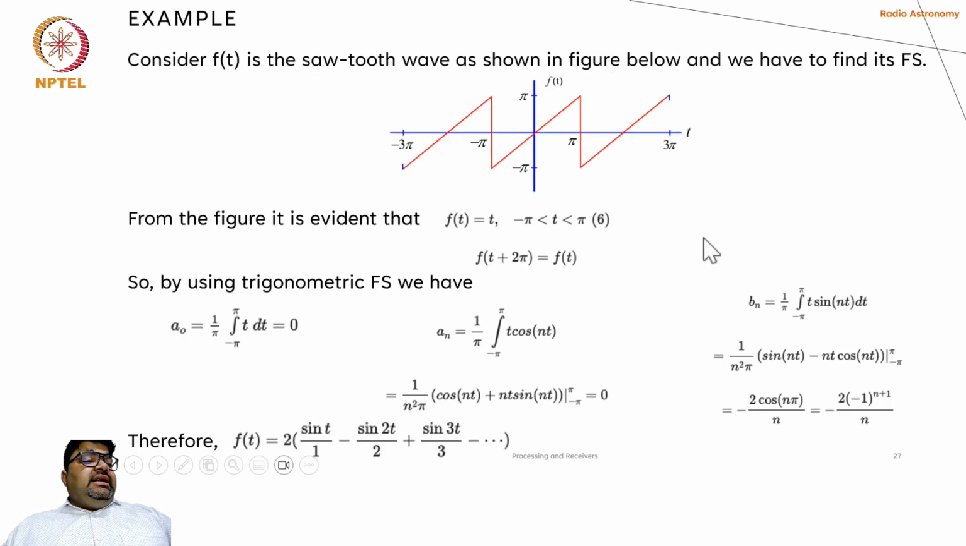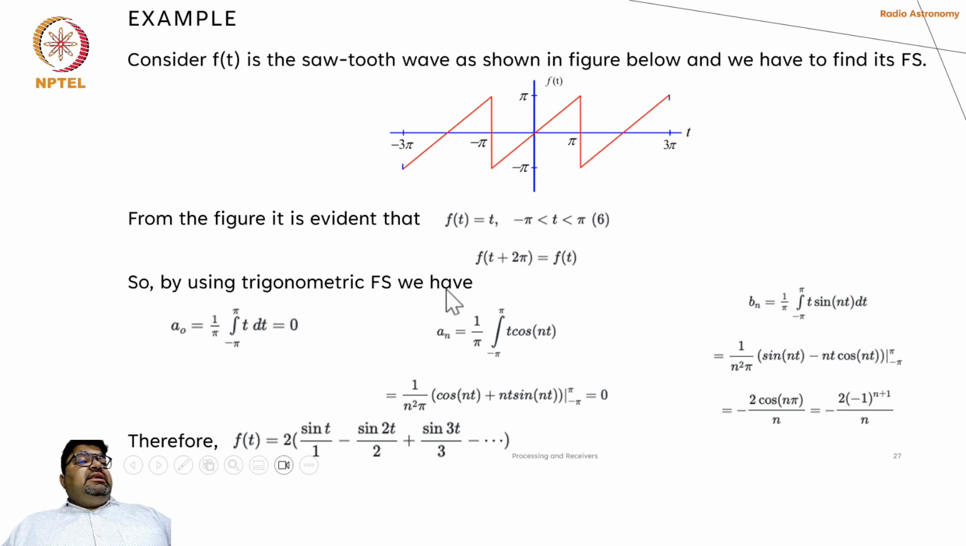So let's look at an example. Consider f(t) to be the sawtooth wave as shown in the figure below, and we have to find its Fourier series. So the figure evidently forms the function f(t) equal to t, where t goes from minus pi to plus pi, and f(t plus 2 pi) is equal to f(t). So 2 pi is the time period.